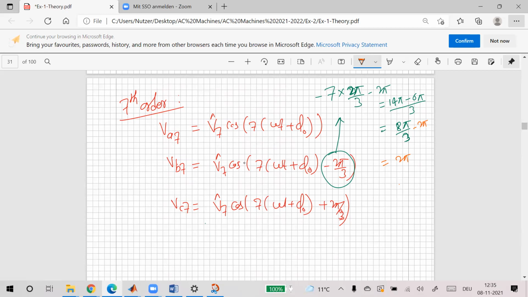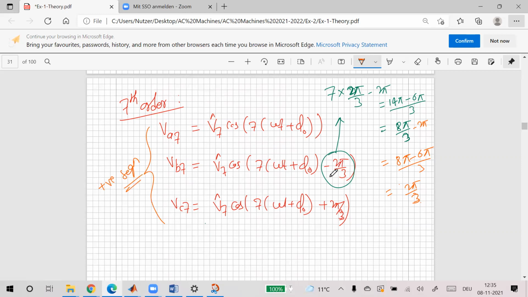So I basically remove the minus, that is easier. So you get 8 pi minus 6 pi over 3, so it is 2 pi over 3. So what you know is 7 into 2 pi by 3 is the same as 2 pi over 3. That is why you have this term as the same. So these make a positive sequence.